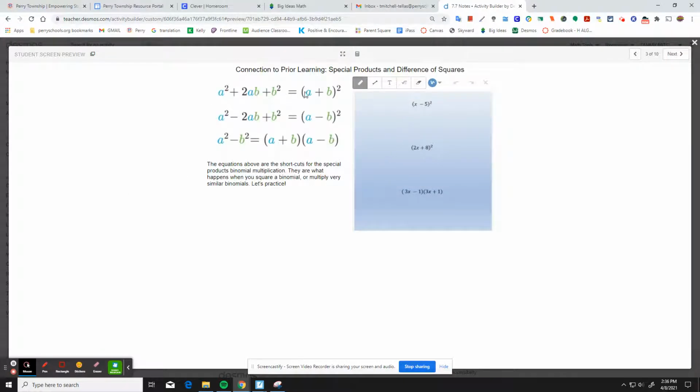Okay, so connection to prior learning, special products, and difference of squares. If you remember, we had some special shortcuts for solving for difference of squares and special products. So these two are being squared, and these two are very similar, but the difference is their sign in the middle is different. So I'm just going to go through and solve these.